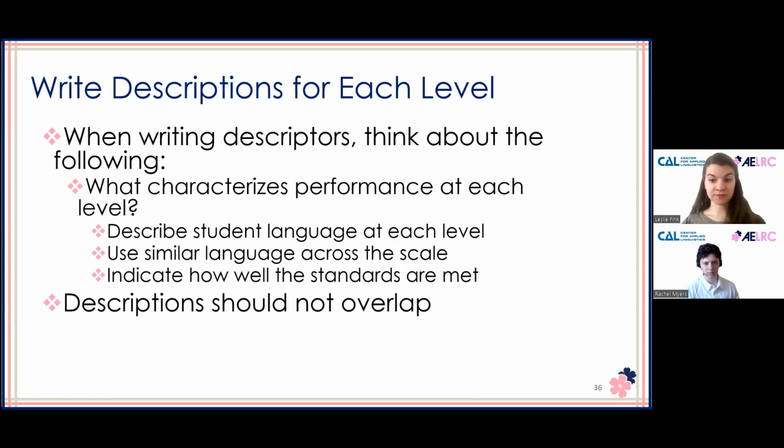It's helpful to use similar descriptors across the scale. For example, you might say uses general and minimal topic-specific vocabulary for one level, and then uses general and a range of topic-specific vocabulary for the next. You wouldn't want to suddenly switch and say uses complex and sophisticated vocabulary, because that doesn't show how the vocabulary progresses across levels. Also, you may want to use similar descriptions across criteria.